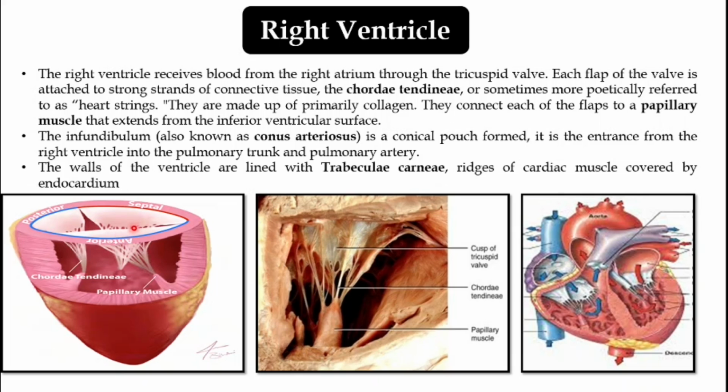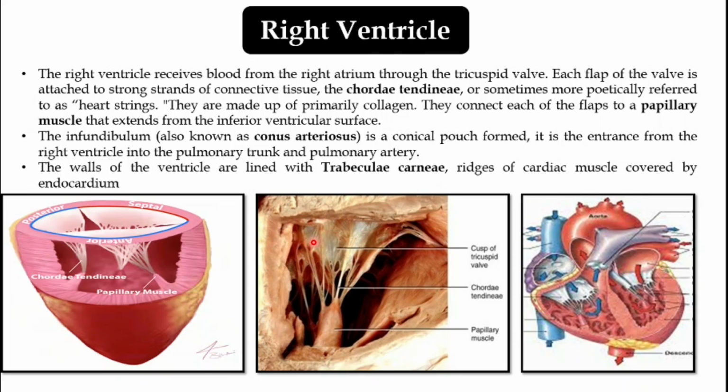To the cusps of the valve we have the strings or the tendons. These strings or tendons are made up of connective tissue and are known as the chordae tendineae. So the chordae tendineae are attached to the cusps, and the job of the chordae tendineae is to attach the cusps of the tricuspid valve to the papillary muscles. These are the papillary muscles which are present inferiorly in the ventricle. So the cusps of the valve are attached to these papillary muscles by these chordae tendineae.